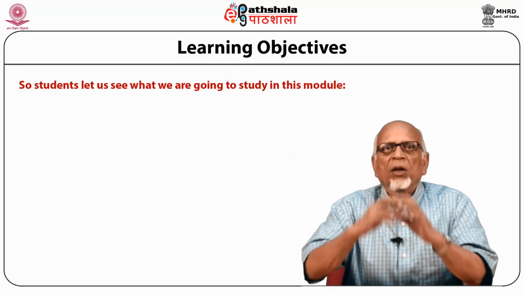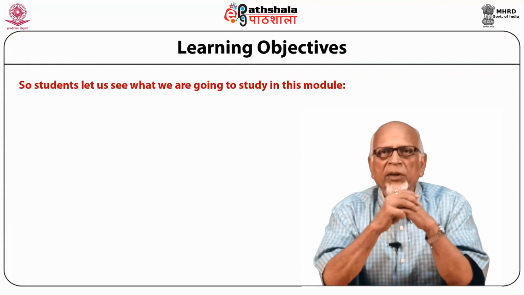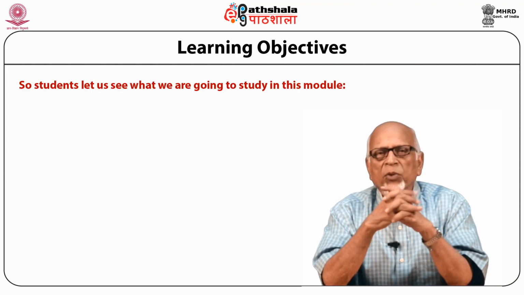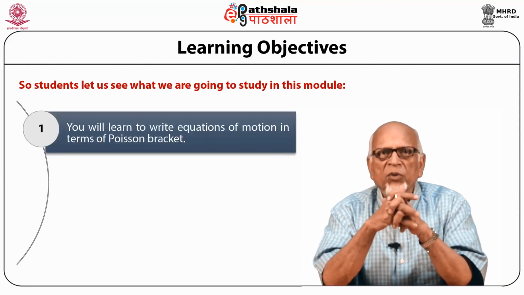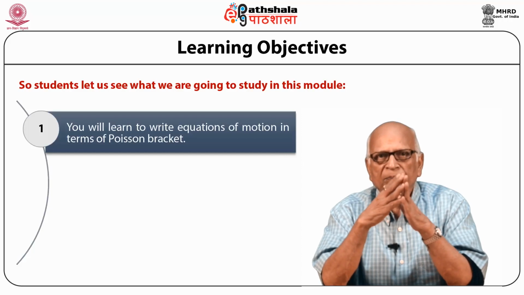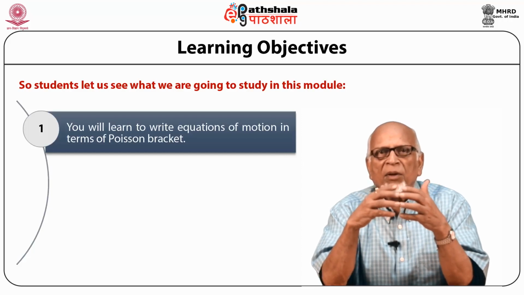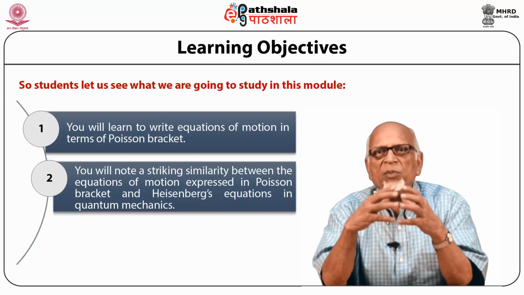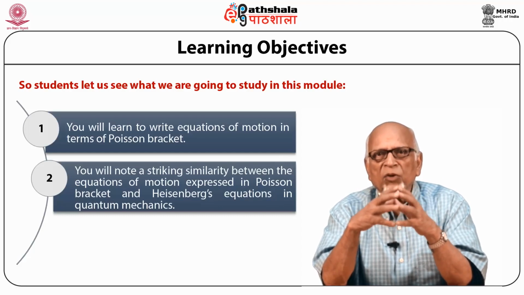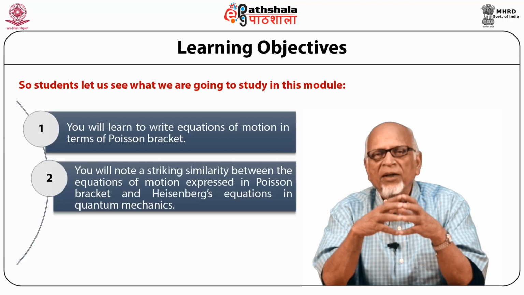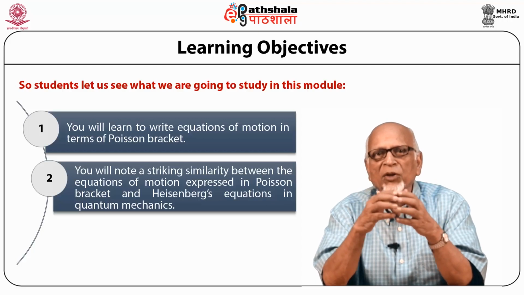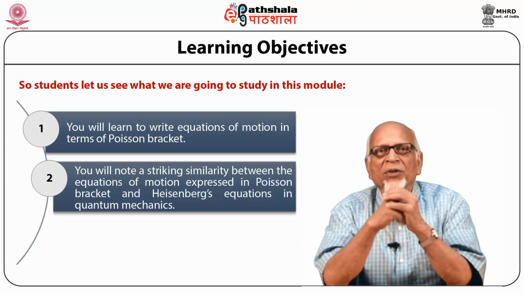Today we are going to discuss Hamiltonian Formalism and Poisson Bracket Part 1 from the paper Classical Mechanics. So students, let us see what we are going to learn in this module. In this module, you will learn to write down the equations of motion in terms of Poisson bracket. And you will note a very striking similarity between the equation of motion expressed in Poisson bracket and the Heisenberg's equation of motion in quantum mechanics, which you have learned in your course.